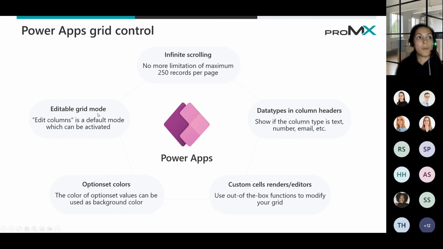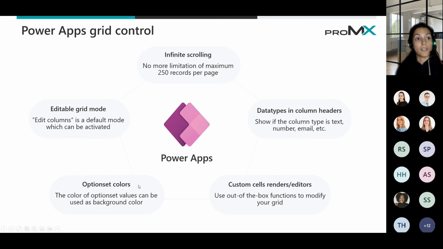There's a default editable grid mode. That means it can be activated and it's just in one grid. Until now, there were two different grids which you had to switch between if you wanted to make a grid editable. Now it's a default setting. We can show the data types of our column headers. If it's a text, a number, an email, we can let it show. In some cases, this could be really helpful if you have a lot of columns in your grids. We can now use the color of our option set values. We can show it as a background color.